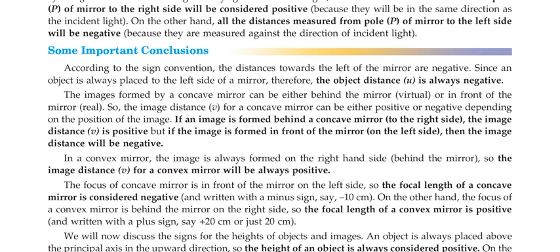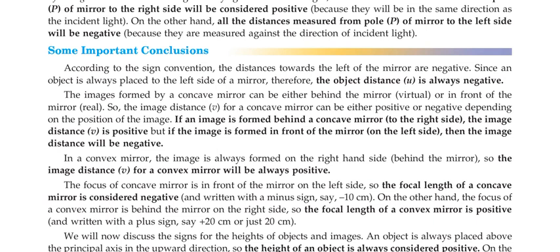The next conclusion is that if an image is formed behind a concave mirror, that is to the right side, the image distance is taken as positive. If the image is formed on the right hand side, you have to take it as positive. If the image is formed in front of the mirror, that is on the left side, then the image distance should be taken as negative. In the convex mirror, the image is always formed on the right hand side. There are two cases, and in both cases the image is formed on the right hand side. Therefore, the image distance for a convex mirror will always be positive.